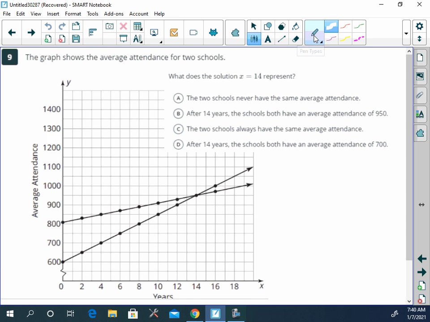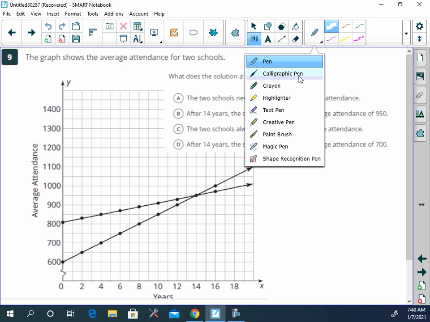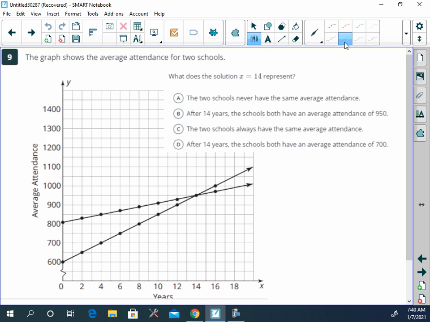Number 9, we're just trying to read what this graph is saying. So when we look here, it says the graph shows the average attendance for 2 schools. And if we look across the bottom, this is the years, and this is our average attendance. So it's asking, what does this solution, x equals 14, represent? So when we look at 14, 14 would be the number of years.